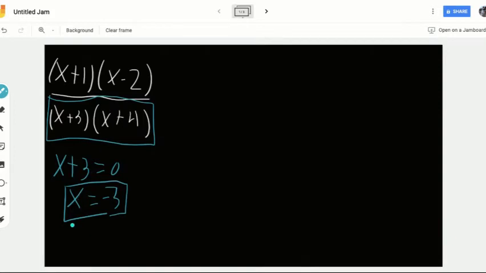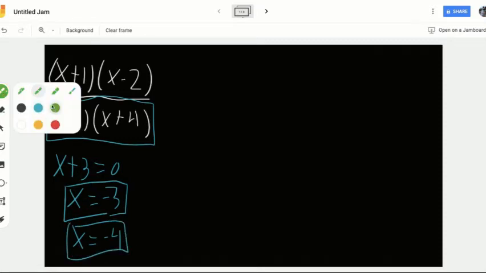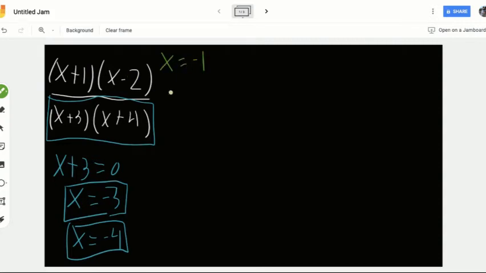Then we have x plus 4. I'm going to skip some steps. It's going to be x equals negative 4. It ends up being opposite. All right, so these are my two vertical asymptotes. Coming over here, I'm going to make the rational expression equal to 0. We have an x plus 1, so I'm going to say this is x equals negative 1. x minus 2, x equals 2.